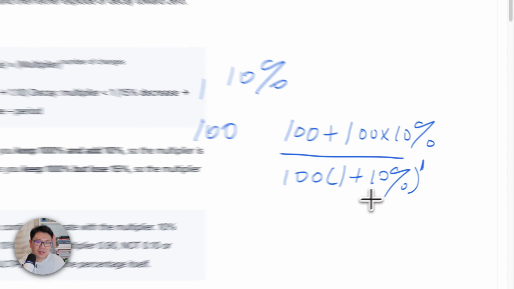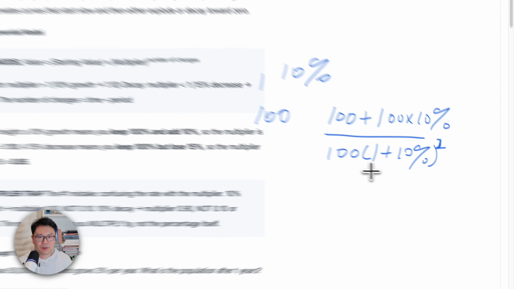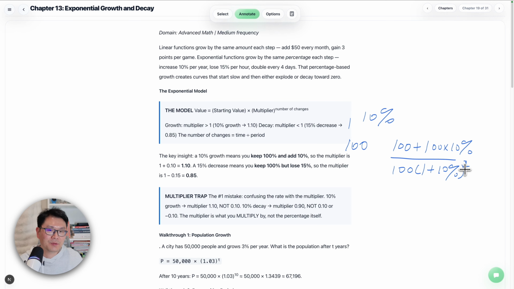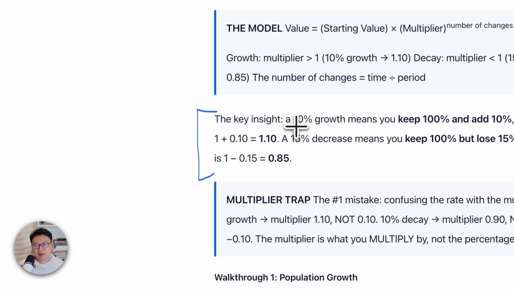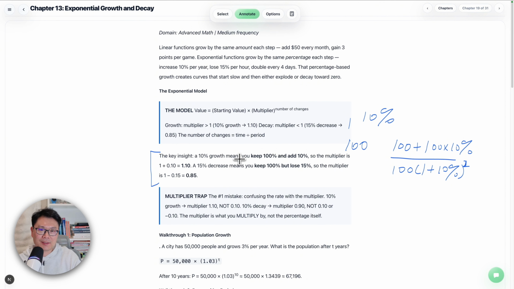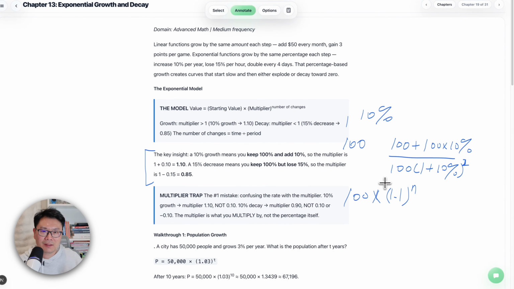That's 1 year. What if you have another year? Then you raise the power to 2. If you grow for another year, then you raise the power to 3. That's basically how it works. Let's take a look at this paragraph. The key insight: a 10% growth means you keep 100% and add 10%. So the multiplier is 1 plus 0.1, which is 1.1. The population is going to be 100 times 1.1 raised to the power n, where n refers to how many years you have been experiencing the growth.